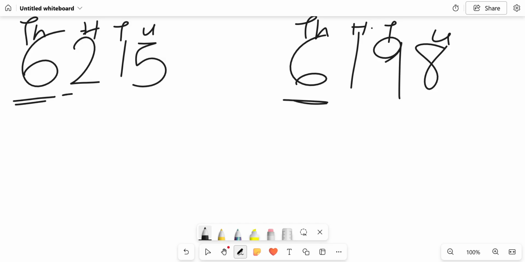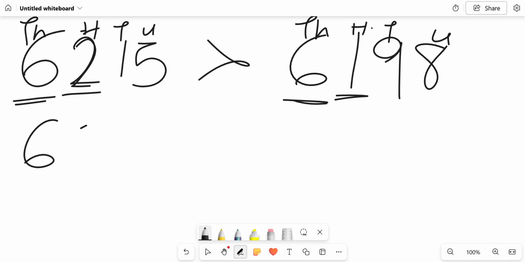Then for the hundreds, we have two and we have one. In two and one, which one is obviously bigger? It's two. So we are going to say that this is bigger than this. There is no actual need to compare the tens and the units, because we're already seeing from the hundreds that the two is greater than the one.